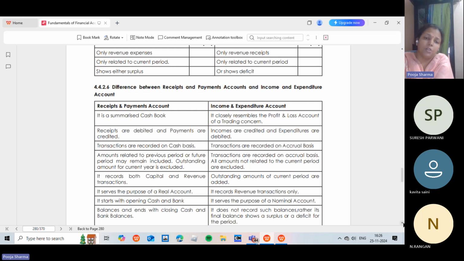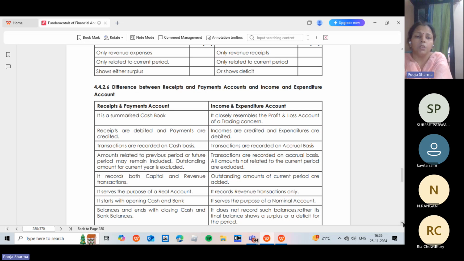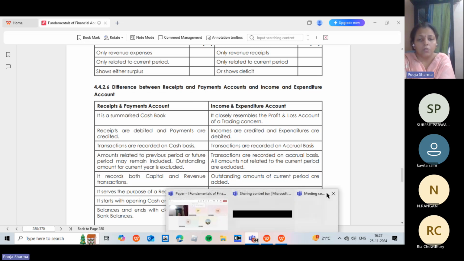In the receipt and payment account, I have already received all the transactions, whether previous, current or subsequent, and all are included. But for income and expenditure, previous and subsequent period items are prohibited. Only transactions related to the current year period can be taken. The receipt and payment account records both capital and revenue nature transactions. Outstanding amounts of the current year are added. It serves the purpose of a real account, while income and expenditure is a nominal account.